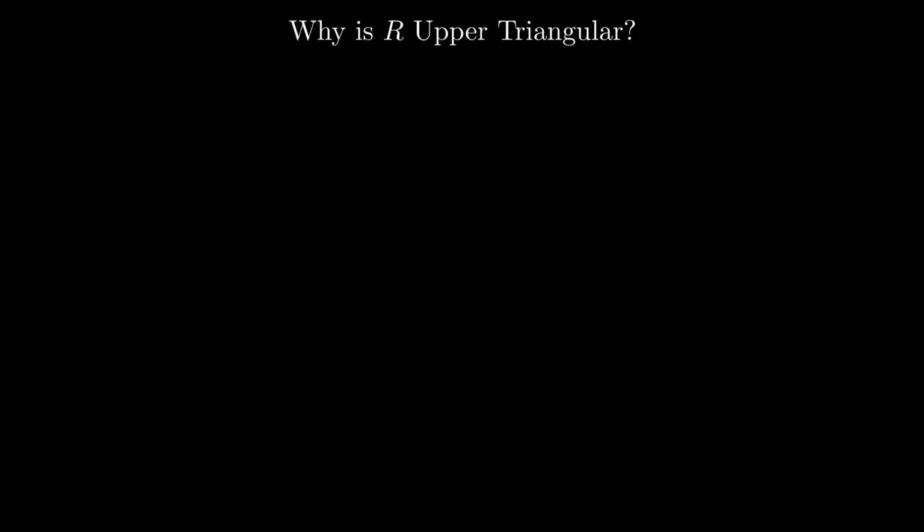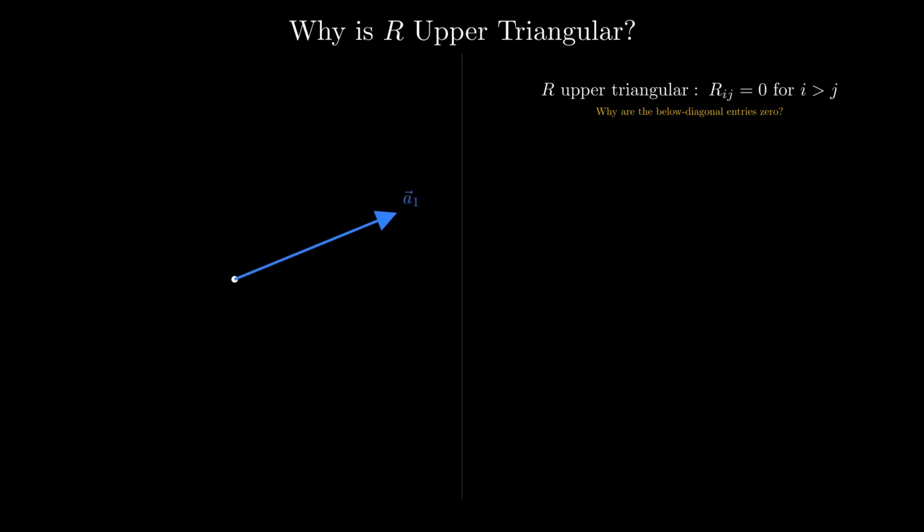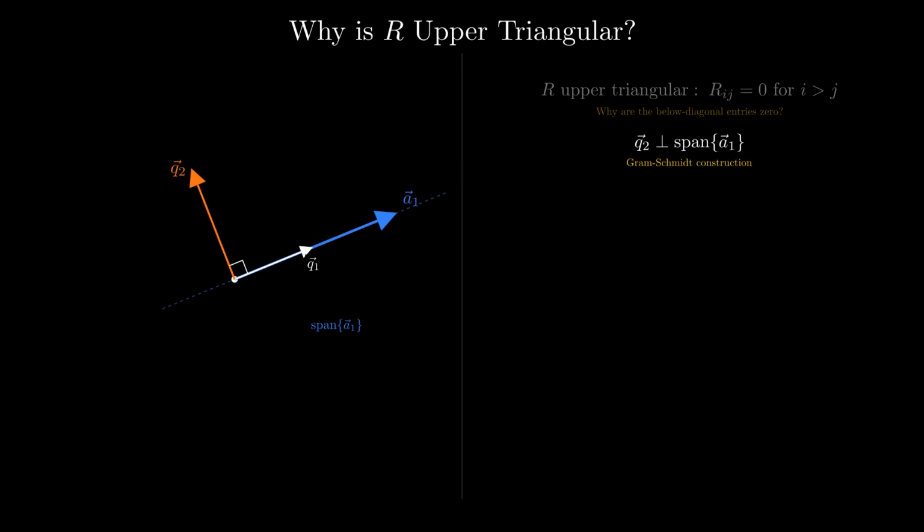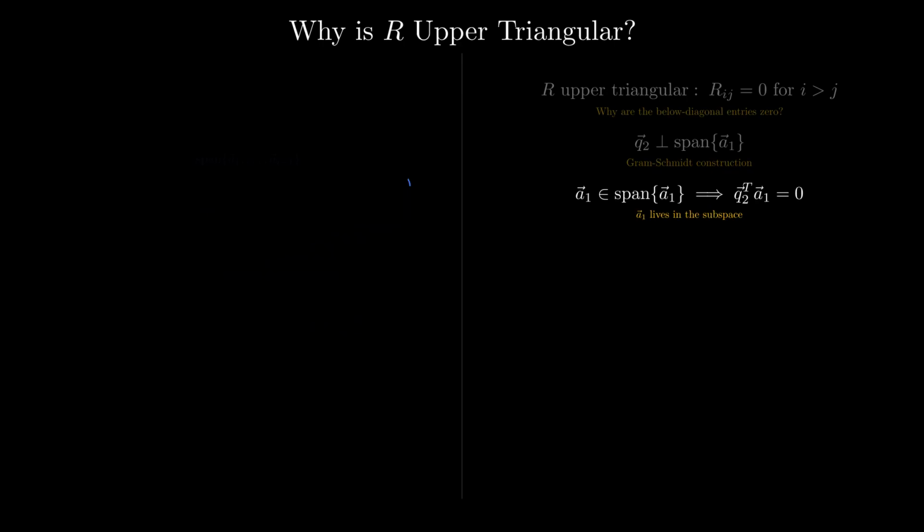R is upper triangular, but why are the below-diagonal entries exactly 0? This is the geometric heart of QR. Let's take a specific case. Why is q2 transpose times a1 equal to 0? Gram-Schmidt built q2 to be perpendicular to the span of a1. It subtracted the projection of a2 onto q1, leaving a vector orthogonal to the entire subspace, and a1 lives in that subspace, so q2 dotted with a1 is 0.